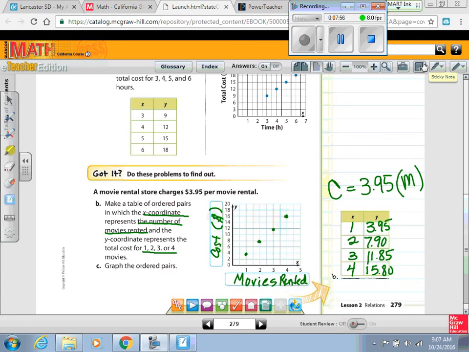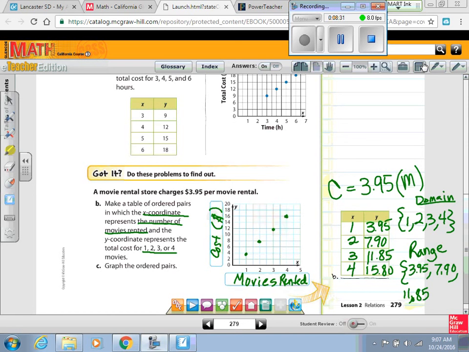If they ask to list the domain and range, you would, in brackets, put the x-coordinates as your domain, that's your domain, and your range would be $3.95, $7.90, $11.85, and $15.80.